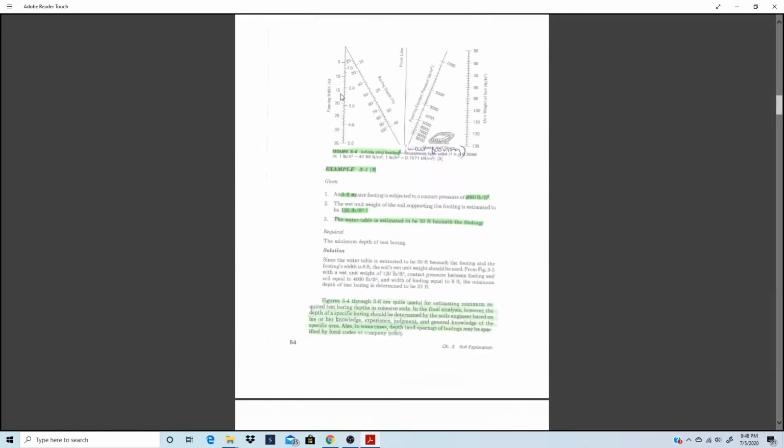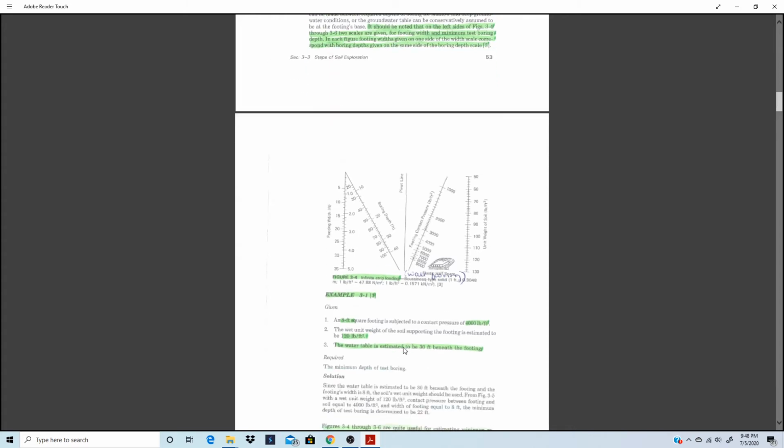I'll explain that one. As we're looking at the example, it says we have an 8-foot square footing, and the pressure needs to be 4,000 pounds. The wet unit weight is 120, and the water table is estimated to be 30 feet. If the water table was less than 8 feet, we would need to look at something different. But all the examples in the book are going to have it estimated below that, just to get some ideas.